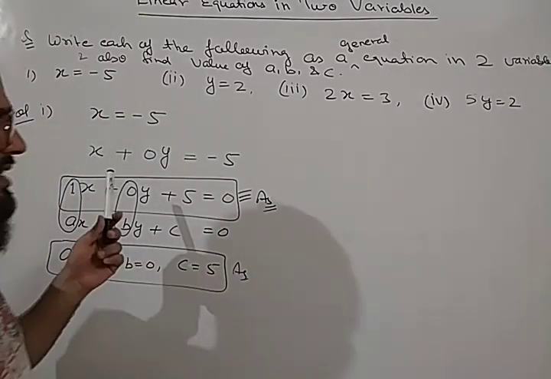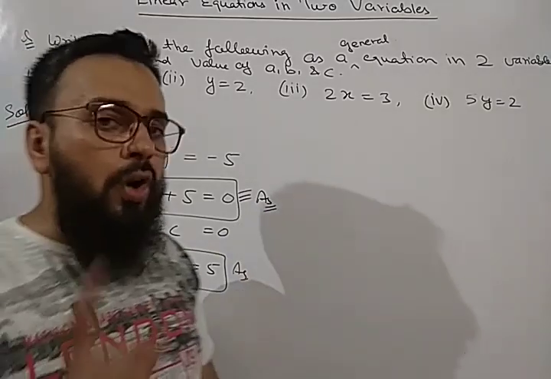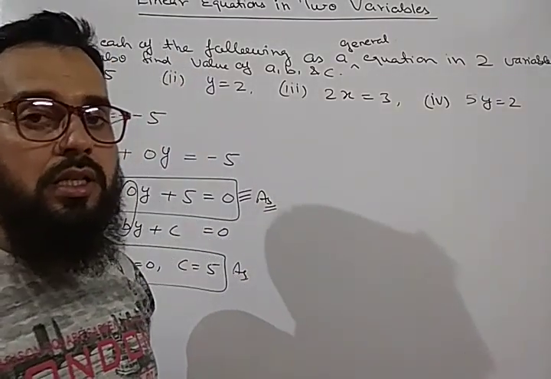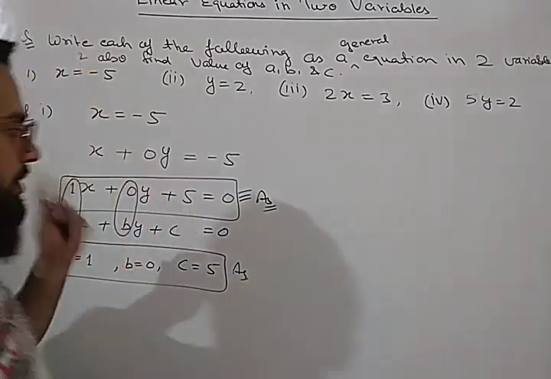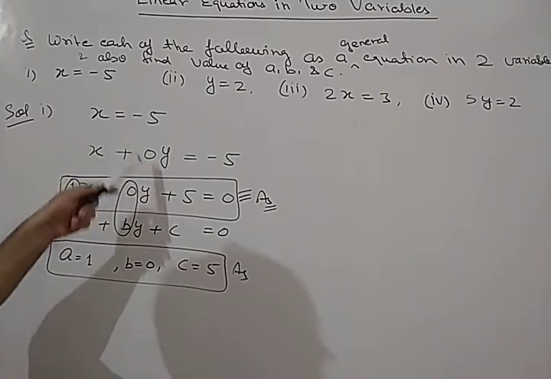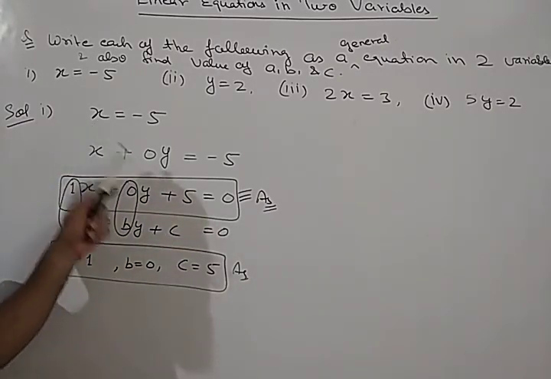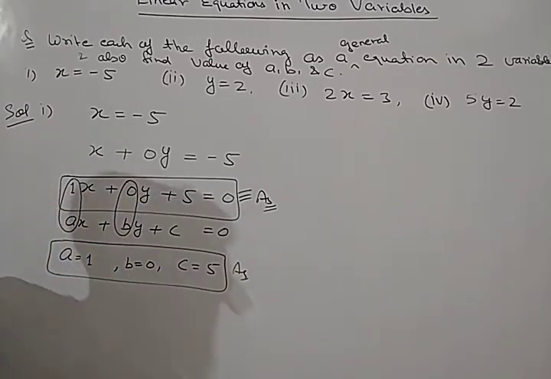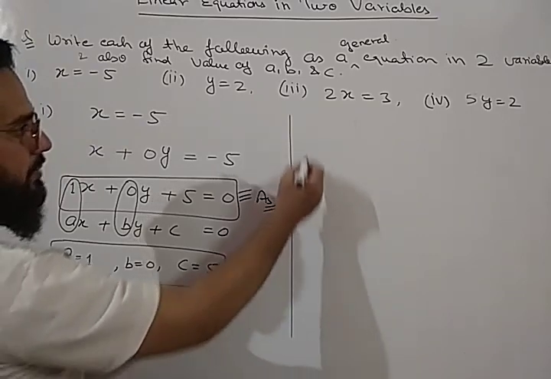Okay, so it is also very simple. The variable which is not given in the equation, we will multiply that variable with 0 and put it in the equation. Like in this question, it was x equal to -5. So we have taken x plus 0y equal to -5, because y was not there in this equation, and we have solved the question. Clear?